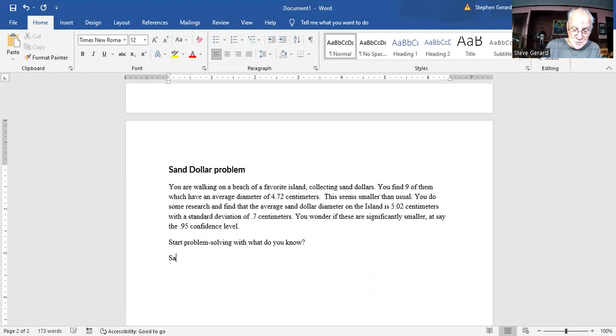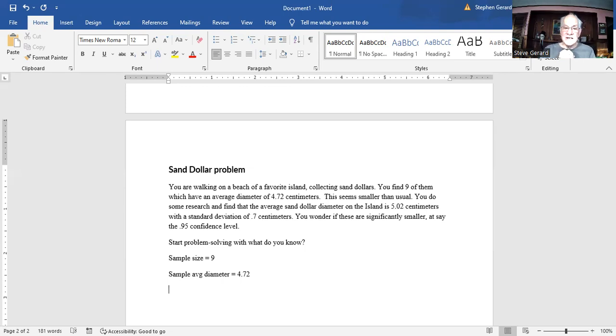First thing, sample size n equals 9. What are we measuring? We're measuring the sample average diameter equals 4.72. And then it says you do some research and the average sand dollar of the island is 5.02, with a standard deviation of 0.7 centimeters.